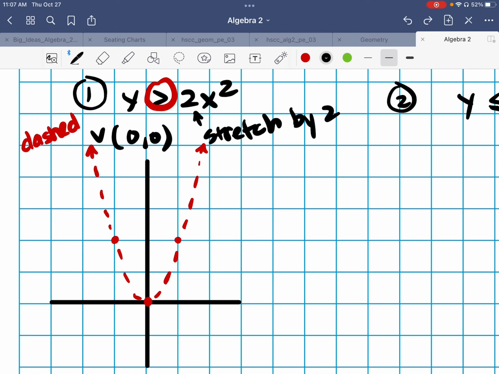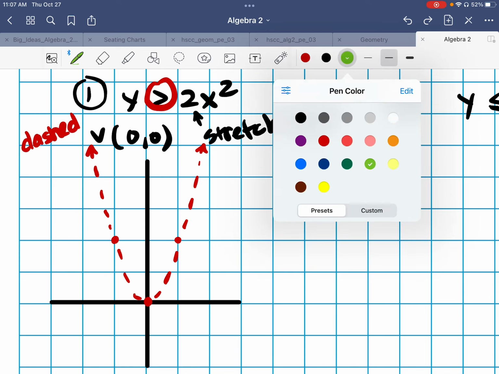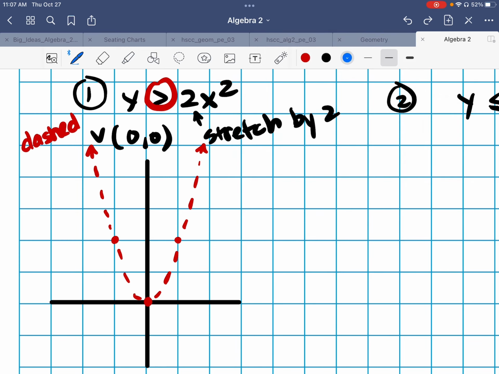Moving on to step 2. Step 2, what you want to do is identify a point inside the parabola that you can test. Now, what I forgot to say earlier is that you want to pick a point that is on the y-axis. You don't have to, but you want to. You also want to pick a point that is inside the parabola, so we only want to pick points in here on the y-axis.